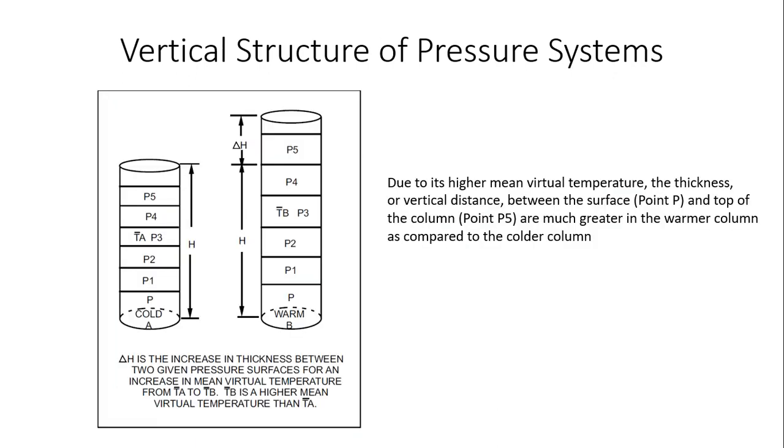If we look at two columns here in the graphic, you'll notice that the one on the left is shorter. It's not as tall as the one on the right. And this is due to that higher mean virtual temperature. The thickness or vertical distance of the column on the right is going to be much greater. So let's look at the column on the right. You see that due to its higher mean virtual temperature, the thickness or vertical distance between the surface at point P and the top of the column at point P5 is much greater in the warmer column as compared to that colder column on the left.